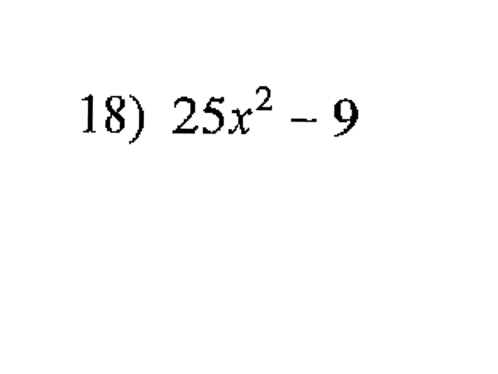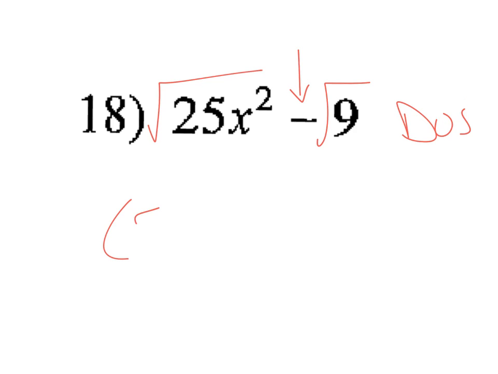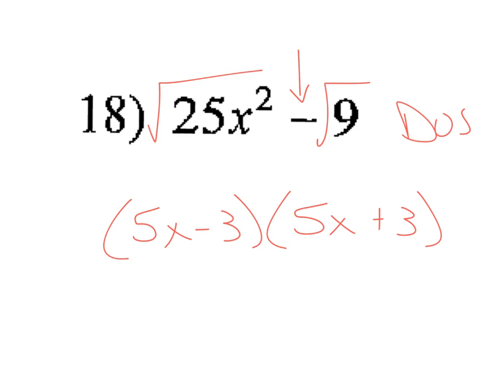And on this guy, I've got subtraction in the middle. There is no GCF, and I can square root both parts. So this is a difference of squares. So I have 5x minus 3 and 5x plus 3. And that concludes the answer key for 8-6 worksheet number 2.